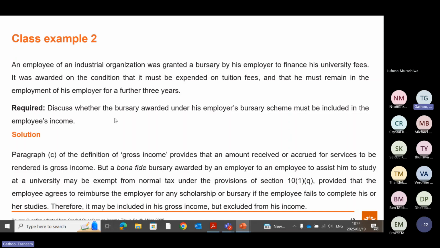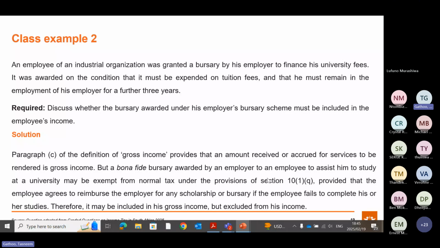Let's look at the solution here. In terms of paragraph C of the definition of gross income, remember paragraph C said that any amount received for services rendered must be included in gross income. So here we've included the amount in gross income, and then under section 10(1)(q), there was a potential exemption.